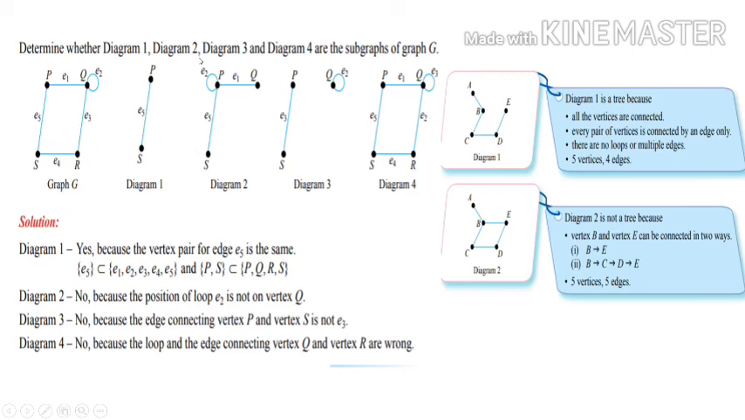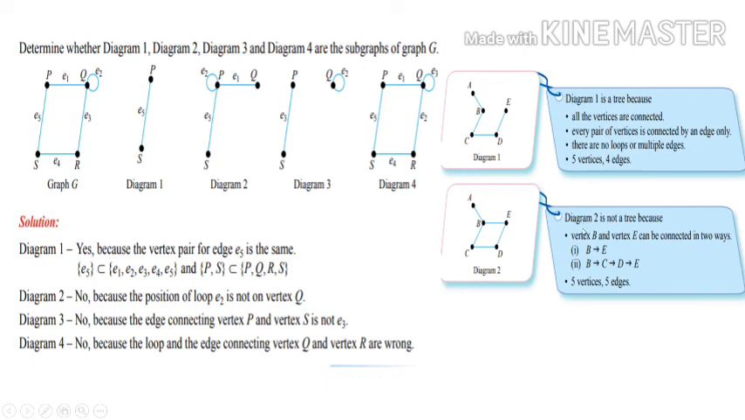This is for the subgraph, and now for the trees. As you can see here, diagram 1 is a tree. Why? It is because all vertices are connected. Every pair of vertices is connected by only one edge, and there are no loops or multiple edges. There are 5 vertices and 4 edges.